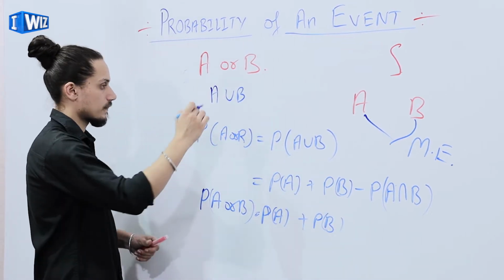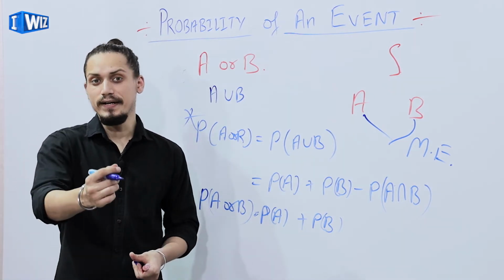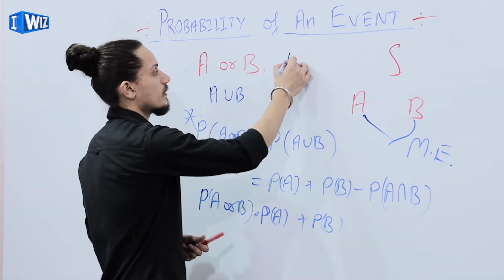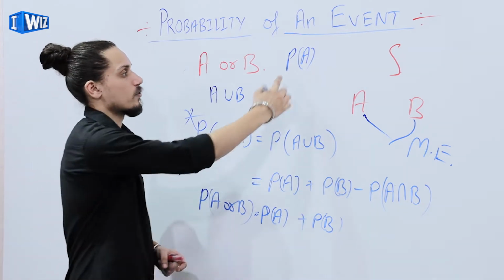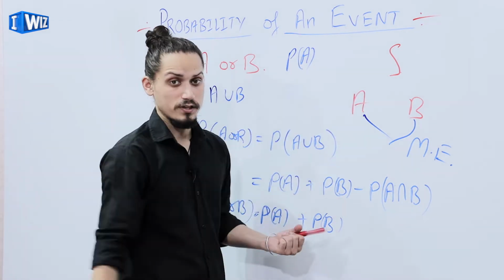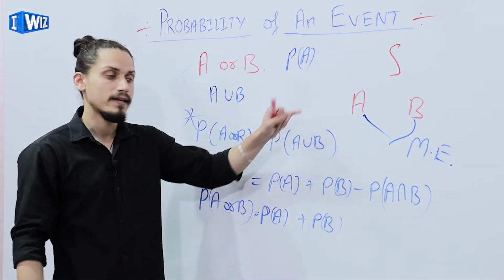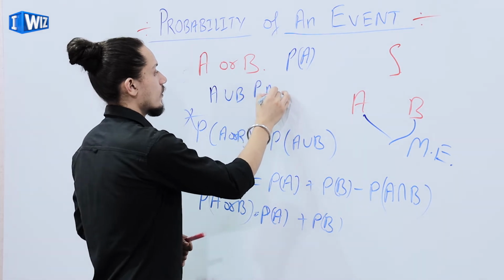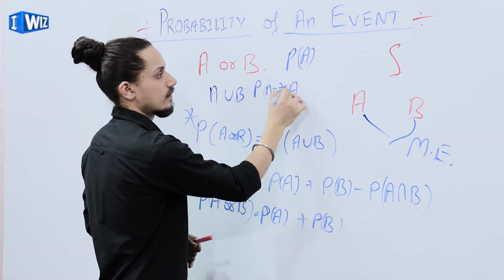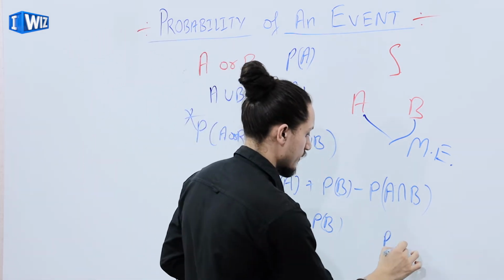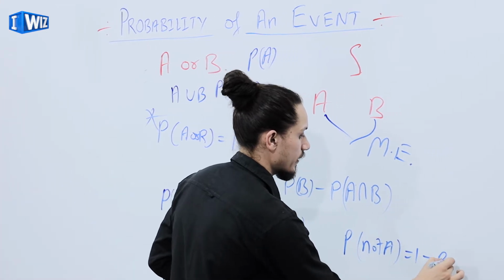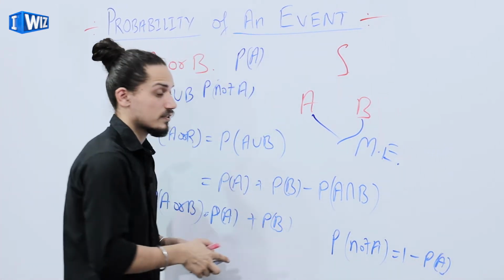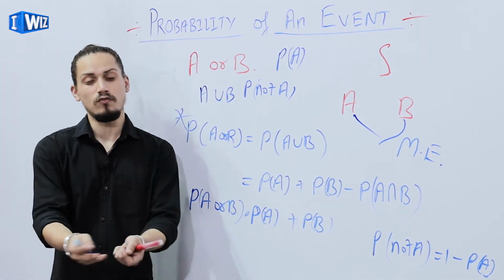Okay, now the third point is probability of not A. If we are given the probability of A, or we have already found the probability of A, where A is an event associated with sample space S, then the probability of not A is equal to 1 minus the probability of A. So these are a few formulas that we'll be using in solving some examples.